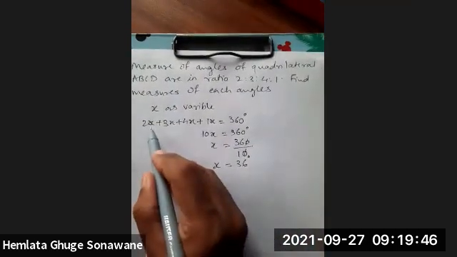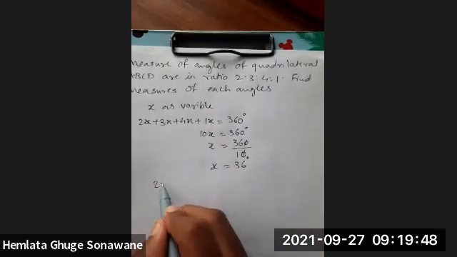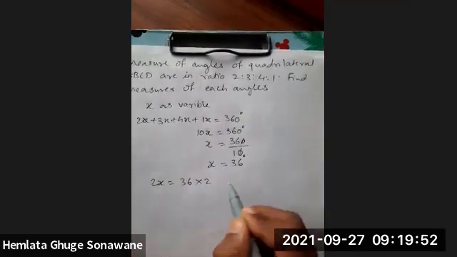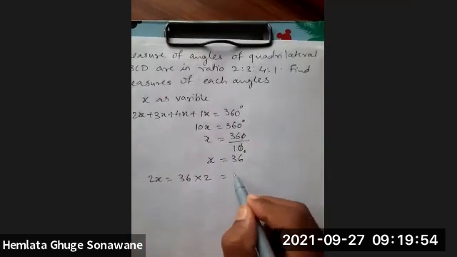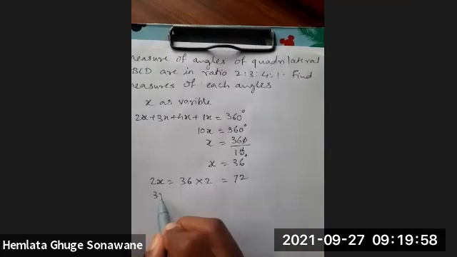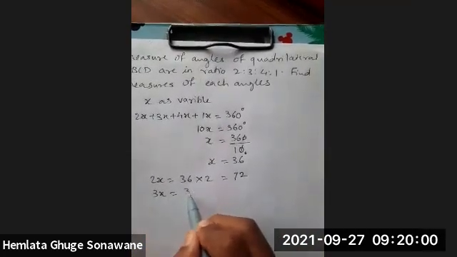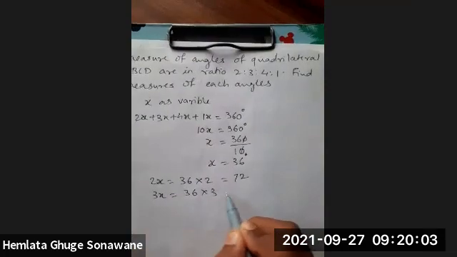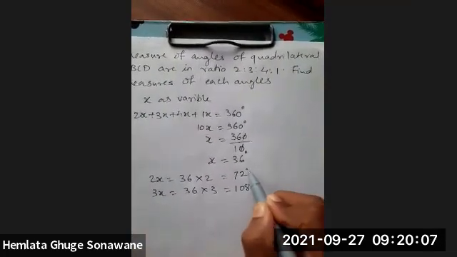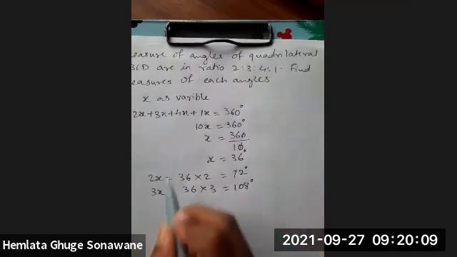Now we'll put these values here. That is 2x is equal to 36 into 2, that is 72. Now for 3x, 36 is value of x into 3, that becomes 108. 72 degree, 108 degree.